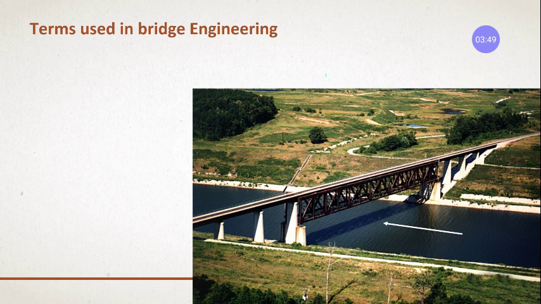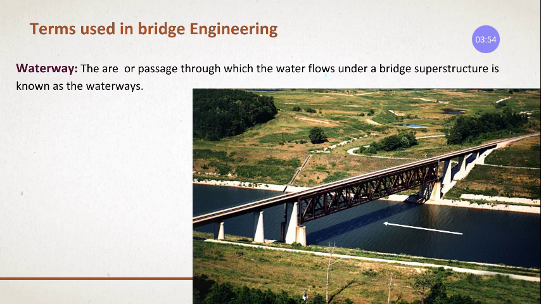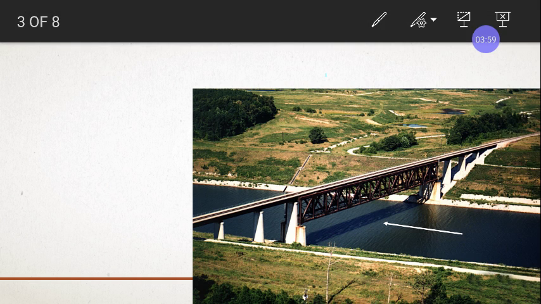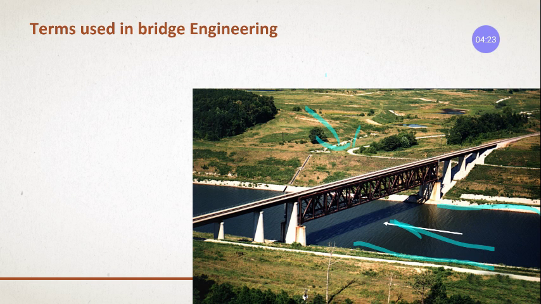Now we'll come to the waterway. Let's look at this. Look at this image, right? Can you see the waterway? This is your waterway, the passage or channel through which the water flows, above which we construct a bridge. That area is called as waterway.